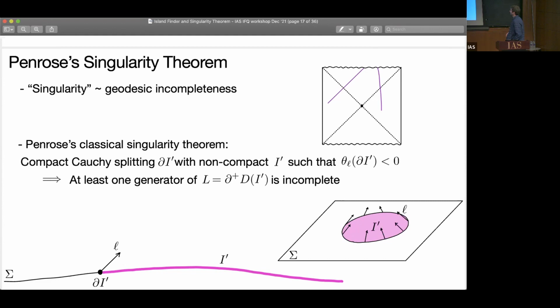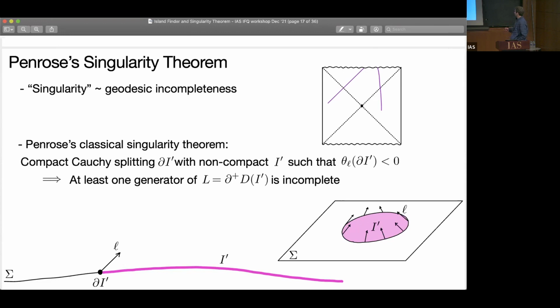Okay, so let me give you a brief review of a sketch of a version of Penrose's singularity theorem. This is the classical singularity theorem. I'll talk about some classical generalizations after. The setup is: consider a non-compact partial Cauchy slice Σ′ whose boundary is a compact smooth submanifold which satisfies the following classical expansion condition: the area derivative in the L direction, where L is the null inward orthogonal direction to Σ′, θ_L, is less than 0.